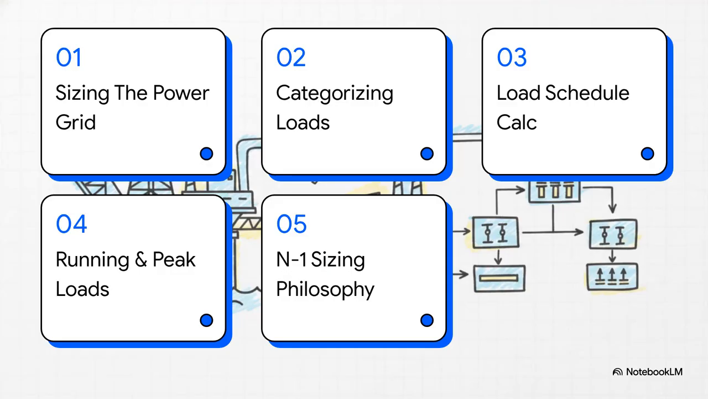So, to demystify this whole process, here's our roadmap for this explainer. 1. Sizing the power grid. 2. Categorizing electrical loads. 3. Core load schedule calculation. 4. Running and peak loads. And finally, 5. The N+1 sizing philosophy. Let's get into it.